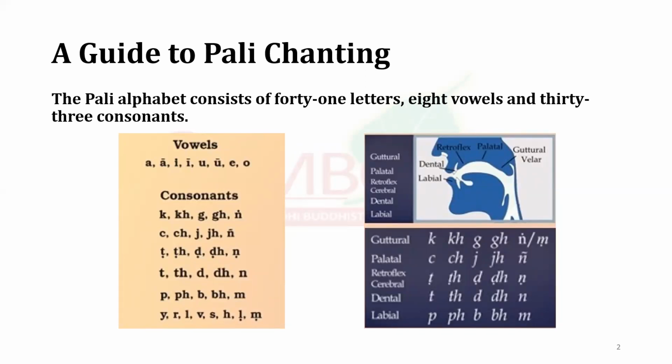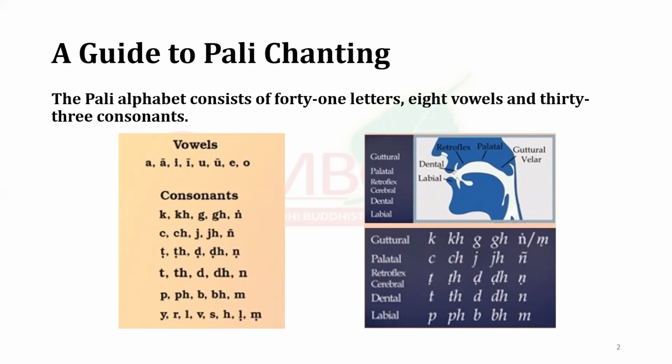Otherwise, they are all the same. The normal C is the same, the normal K is the same, the normal G is the same, and Y, R, L, V, S, H are all the same. M, we've got a difference when M with the dot below is NG again. So there are differences with aspirated. Remember this way: aspirated alphabets, you got K, G, C, J, T, D, T, D, P, B.